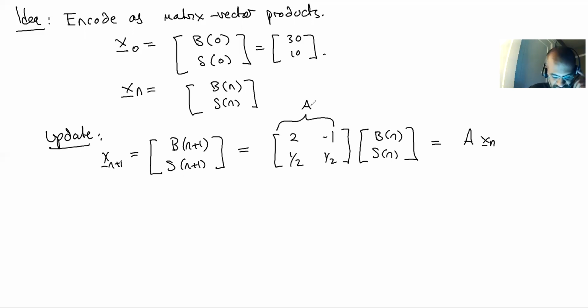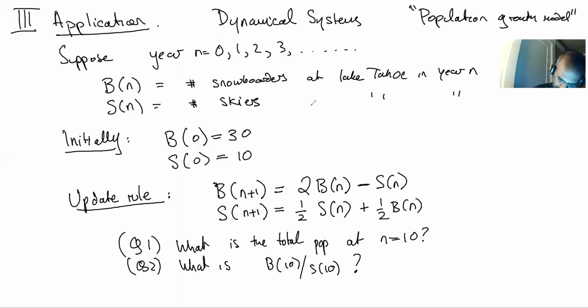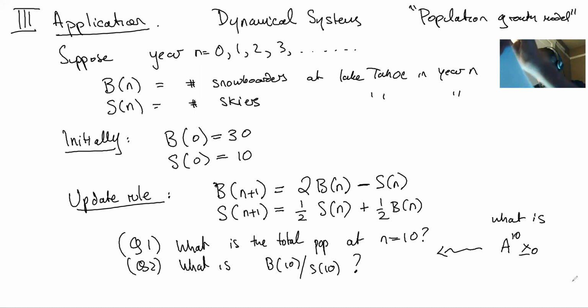It's a 2 by 2 matrix. And so now to answer these questions, I really just need to compute A to the 10 times x naught. Okay, so that sounds kind of annoying, right? Because I have to multiply the matrix 10 times. And the point is I'm now going to show you how to solve this very quickly using diagonalization.